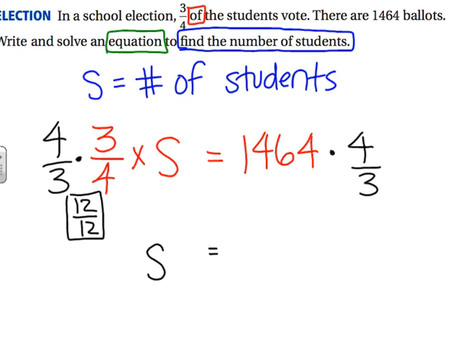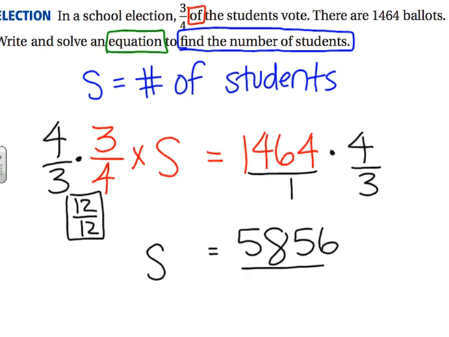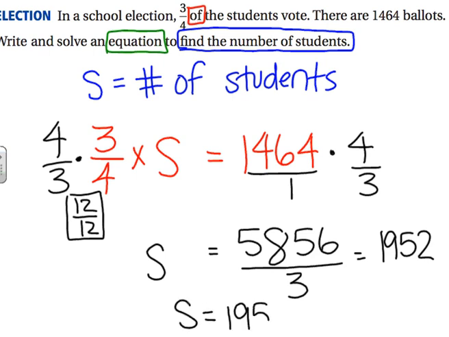1,464 multiplied by 4, I can put that over 1, is 5,856. 1 times 3 is 3. Then when I divide that, I'm going to get a final answer of 1,952. Let's make sure that makes sense. We know our number should be bigger than 1,464 because that number didn't represent all of the students, it just represented a part of them. So our final answer, we get s equals 1,952.